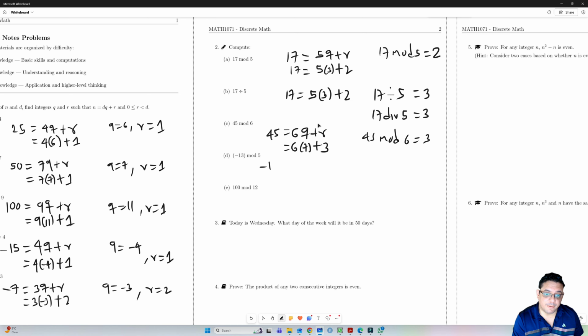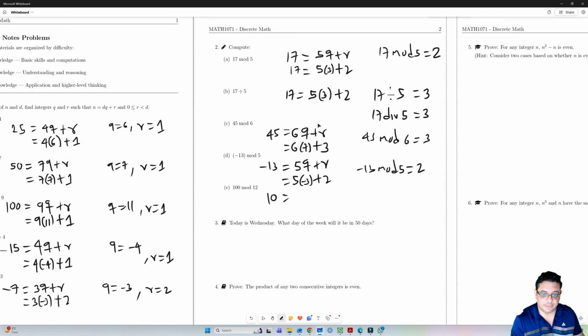Minus 13 mod 5. So minus 13 represented in terms of 5q plus r. So once again, minus 2 is not going to be enough, so I'm going to use minus 3. 5 times minus 3 is going to be minus 15, but to reach minus 13, I'm going to add 2, since my residual needs to be positive. So in this case, minus 13 mod 5 is going to be the positive number 2.